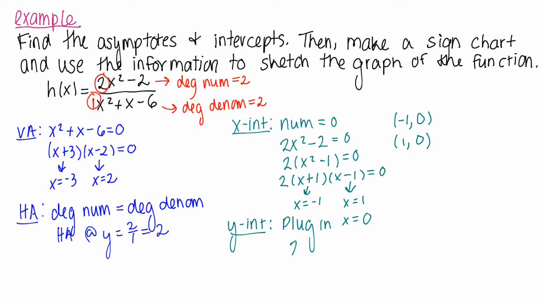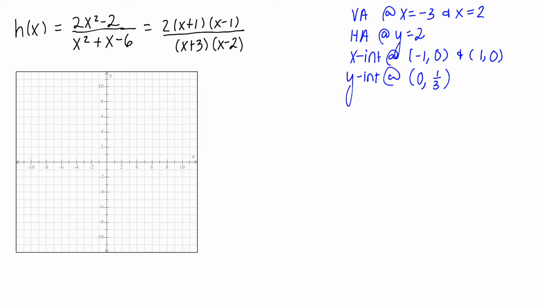So we have y equals 2 times 0 squared minus 2 over 0 squared plus 0 minus 6. So negative 2 over negative 6, which is 1/3. So 0, 1/3. Once again, I'm going to copy this all down onto the next slide and put a graph in. All right, so here's everything.